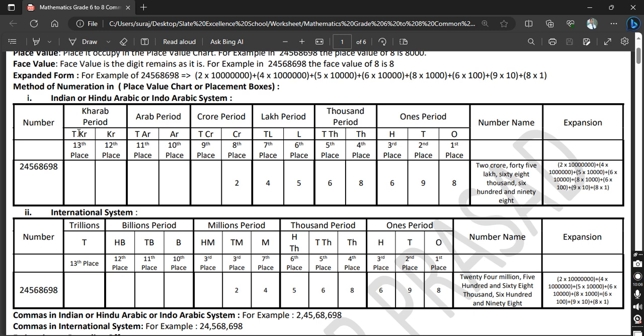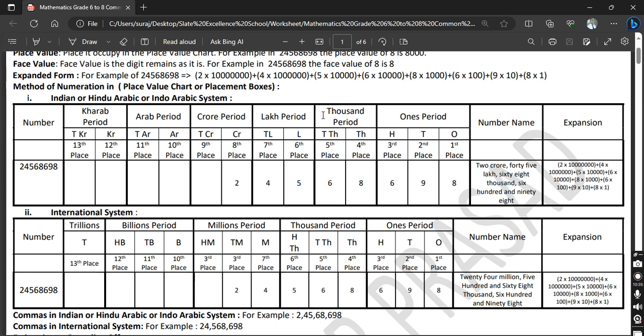After kharab also the numbers continue, but as per your knowledge and your level, we can consider up to kharab. But don't think that after kharab there is no particular period. There is a period that we can study in our further classes, but as per your level you can understand up to this. Now, how have I taken this number? I am choosing the same number every time, as you can see here: 2456 8698. So see, the same number.